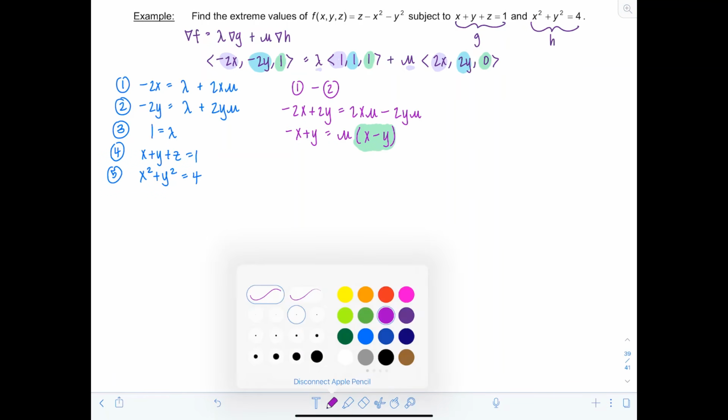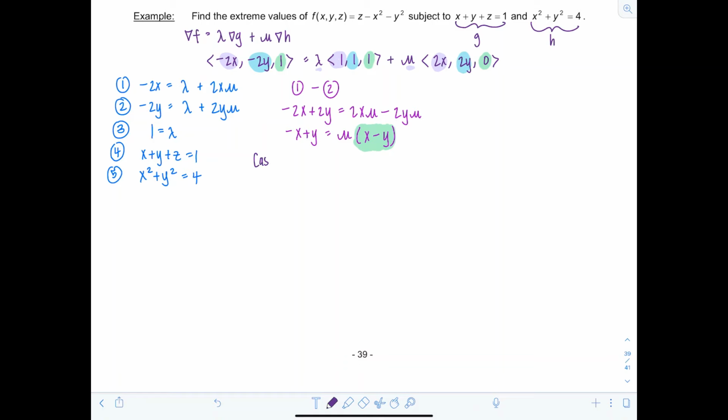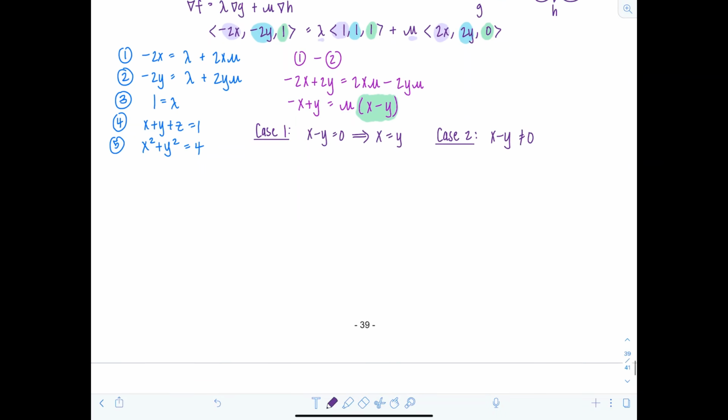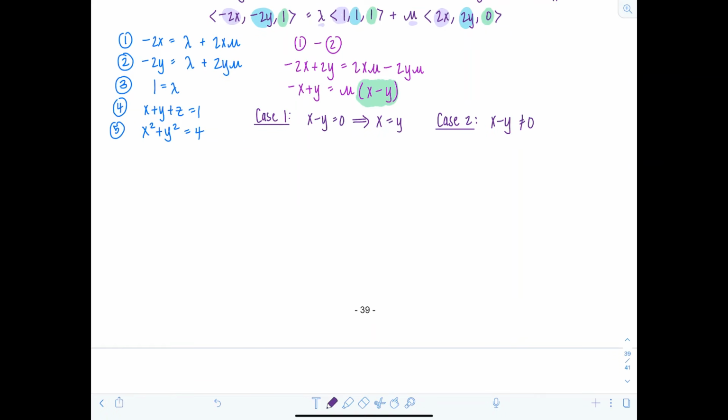Case one is going to be x minus y equals 0. If x minus y is equal to 0, that means x is equal to y, right? And then case 2, which I'll consider after, is if x minus y does not equal 0. All right, so we're in the world of case 1. I'm assuming x is equal to y. What can I do with that?